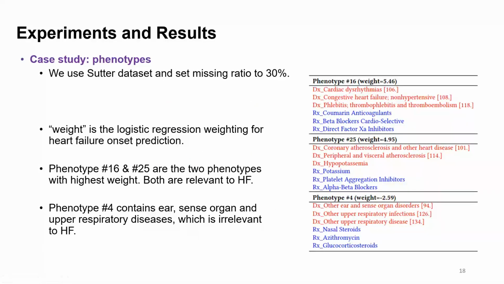Finally, we perform a case study where we interpret the phenotypes. We used the Sutter dataset and set the missing ratio to 30%, and the weighting after each phenotype is the logistic regression weighting for the heart failure onset prediction. We can see that the first two phenotypes have the highest weights, and both are very relevant to heart failure. The other phenotype contains ear, sense organ, and upper respiratory disease, which is irrelevant to heart failure. So this means the factors learned by our model are also interpretable.